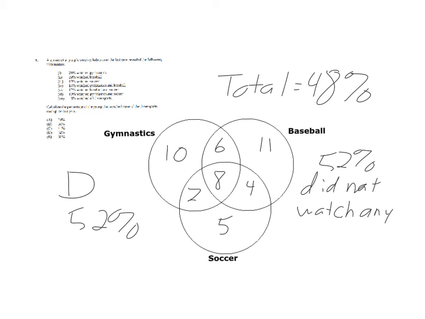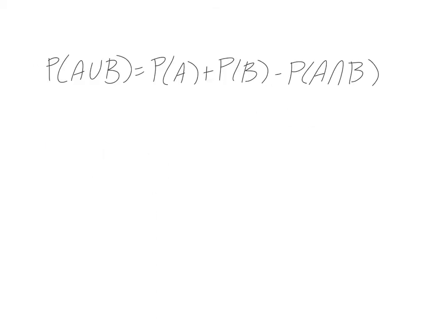Now I will show another method which mathematicians call the inclusion and exclusion method. And this involves a specific formula which I'll show you on the next board. If you're familiar with set theory and probability, you may already be familiar with this particular formula: the probability of A union B equals the probability of A plus the probability of B minus the probability of A intersection B.